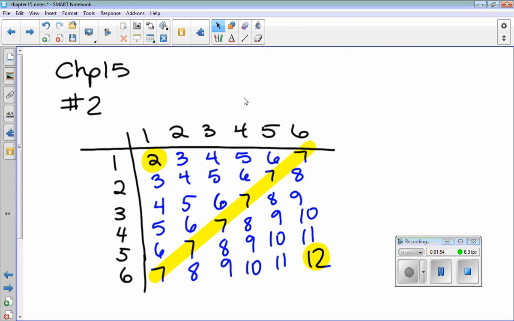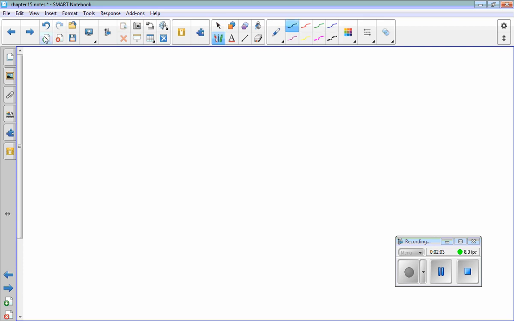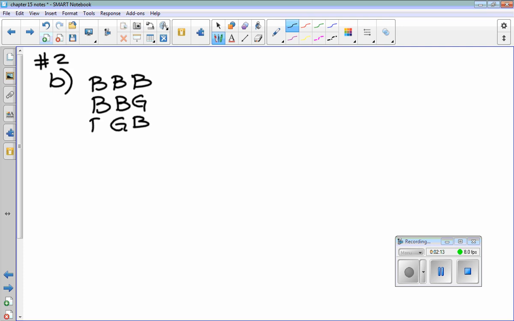For part B, it talks about a family has 3 children. Record the genders in order of birth. Well, we're looking at 3 children here. You can have a boy, boy, boy. You can have a boy, boy, girl. The girl can be in the middle. The girl can be in the front.